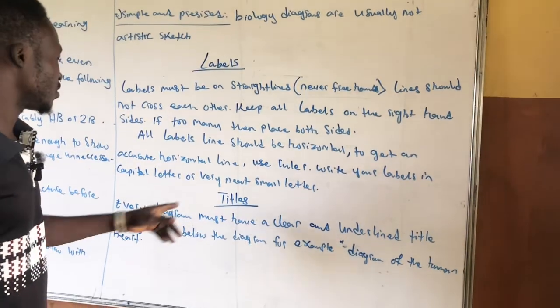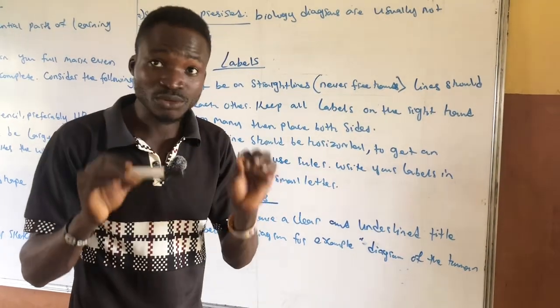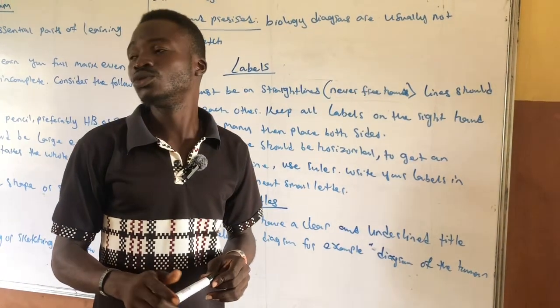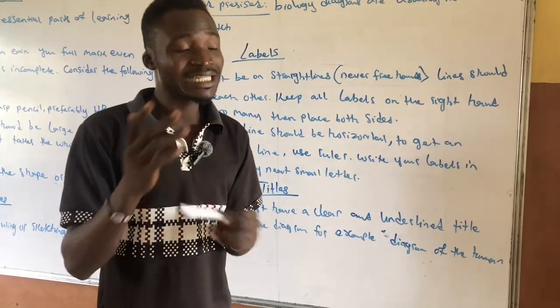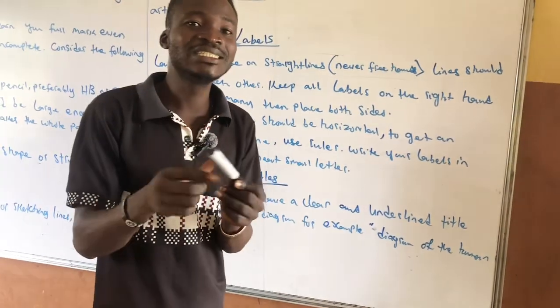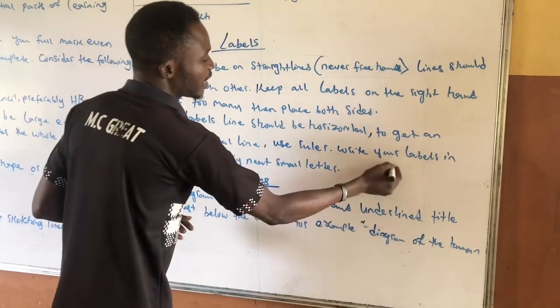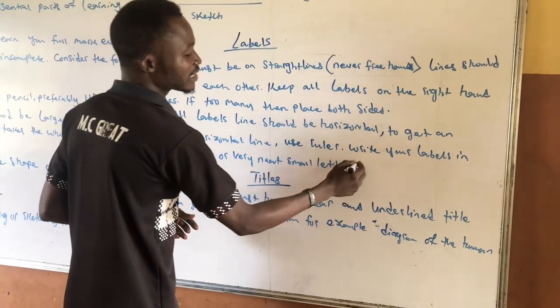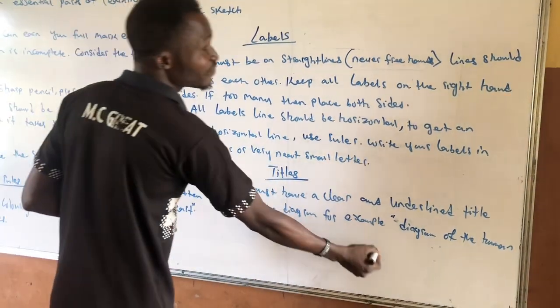Another one is the title. Your title is very, very important. A title is just like you made a movie and you didn't tell us the title, or you created a thing and you didn't tell us the name. That is the same thing in biology. You need the title of the diagram, and we don't write the title at the side. You write it beneath your diagram with the magnification.